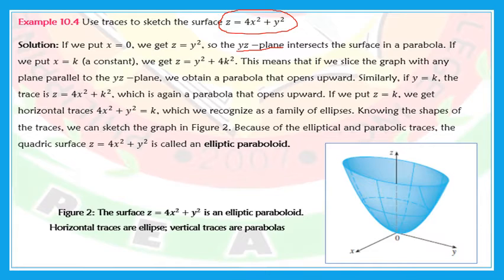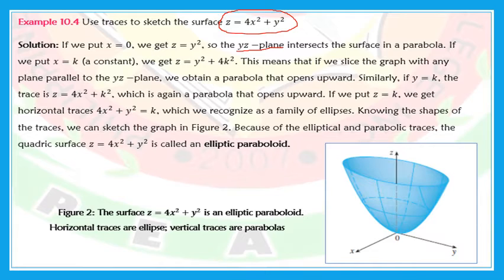If we put x equals k, a constant, we get z equals y squared plus 4k squared. So, this means that if we slice the graph with any plane parallel to the YZ plane, we obtain a parabola that opens upward. Similarly, if y equals k naman, the trace is z equals 4x squared plus k squared, which is again a parabola pa rin, opens upward.